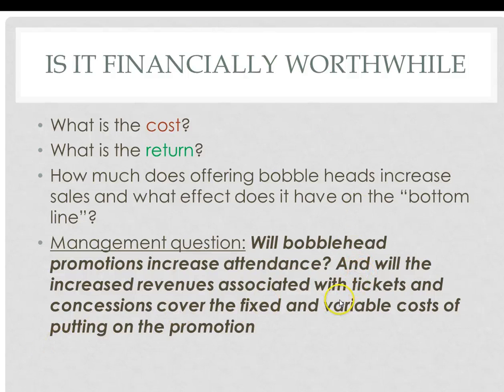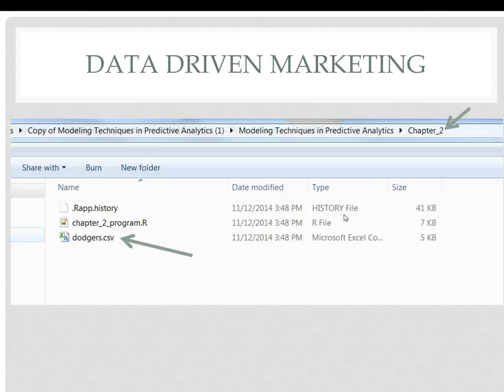What's the difference between fixed and variable costs? I guess the fixed costs are like, you have to ship them to the stadium and so on. And then the variable costs are like, each bobblehead costs a certain amount. So if you have 10 bobbleheads, it costs one amount. If you have 10,000, it costs a different amount. And you need to cover both of those, right? So this is data-driven marketing, right?